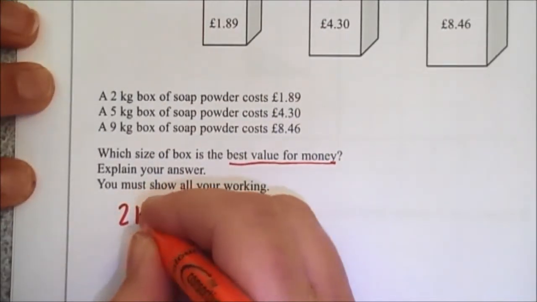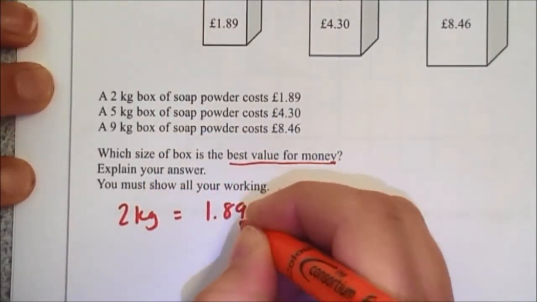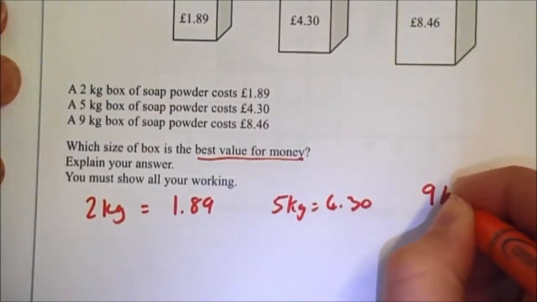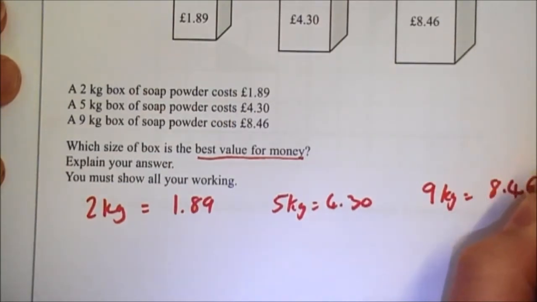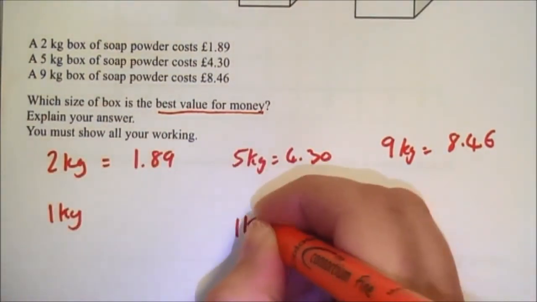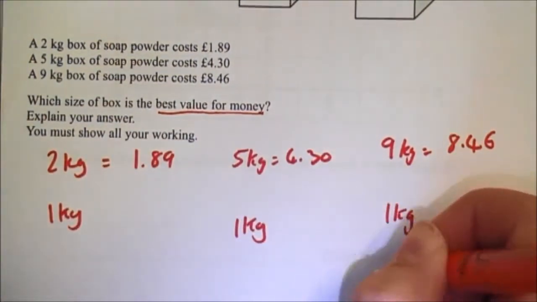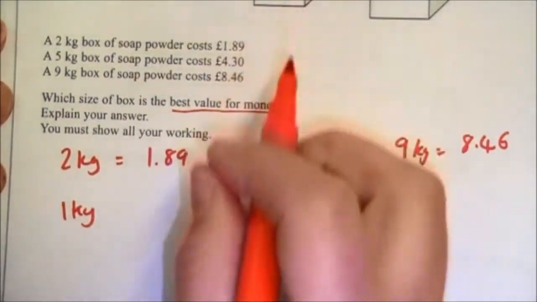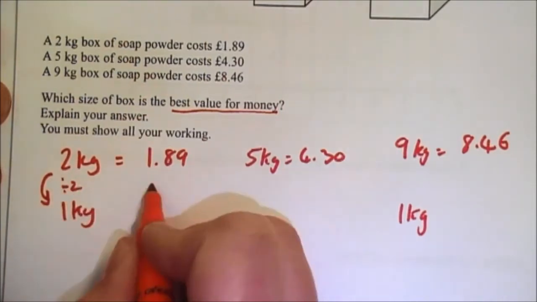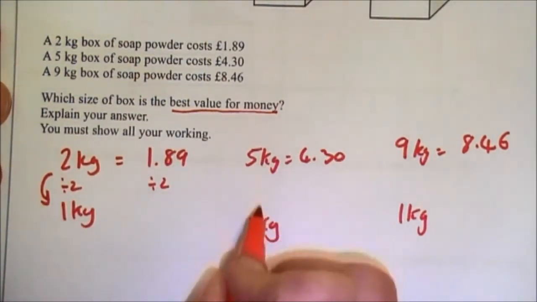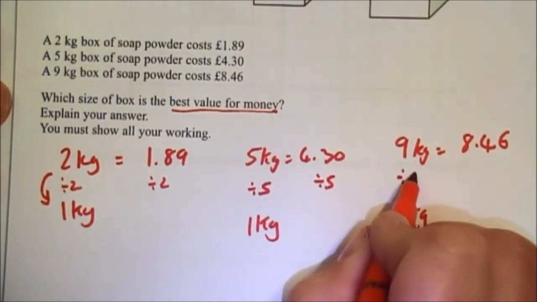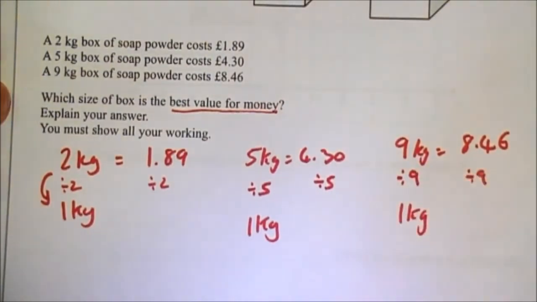I'm just going to summarise the question here. You don't have to. 2 kilograms is £1.89, 5 kilograms is £4.30, 9 kilograms is £8.46. By setting it out like this, it lets me very clearly get down to 1 kilogram. This is how I have to set it out because otherwise I end up getting myself confused. This also shows the examiner that you know exactly what you're doing. So to get from 2 kilograms to 1 kilogram, I would divide by 2. To get from 5 kilograms to 1 kilogram, I'm going to divide by 5. And to get from 9, I would divide by 9.